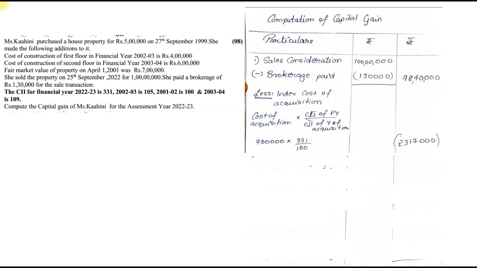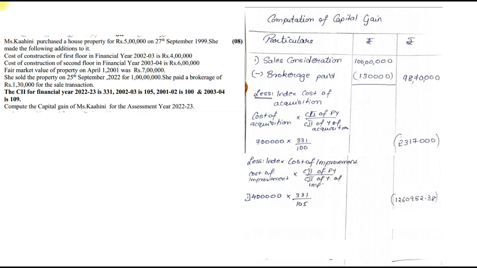After getting less index cost of acquisition, our next heading will be less index cost of improvement. Improvement means whatever improvement you have done in your building. The formula is cost of improvement into CII of previous year upon CII of year of improvement. We can see there are two improvements. First, you made the first floor for 4 lakhs in the year 2002-2003. So 4 lakhs into 331 upon, in 2002-2003 the CII was 105. Again you multiply and divide, and we get the value as 12,60,952.38.